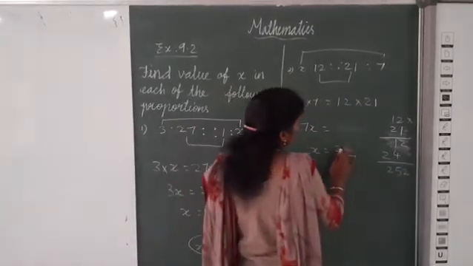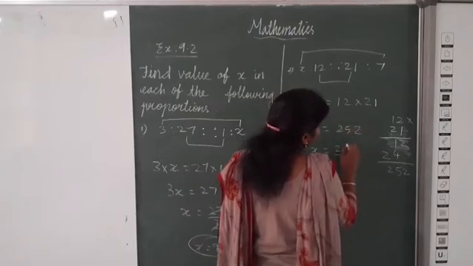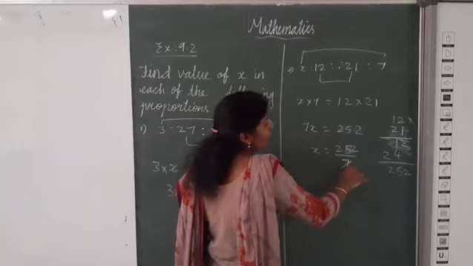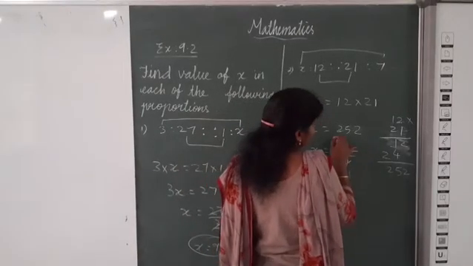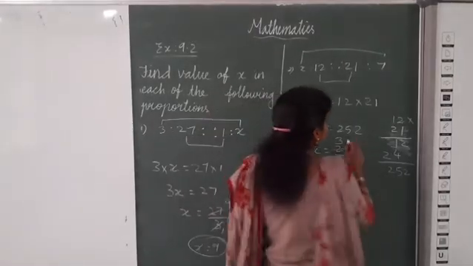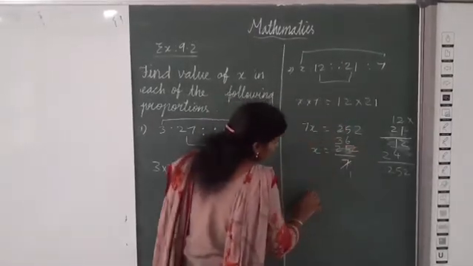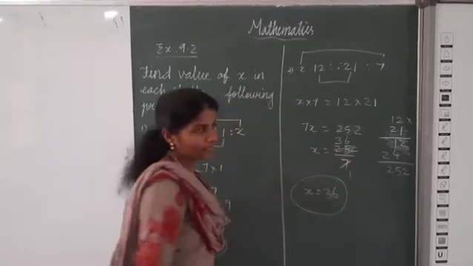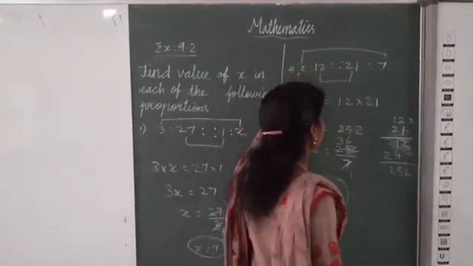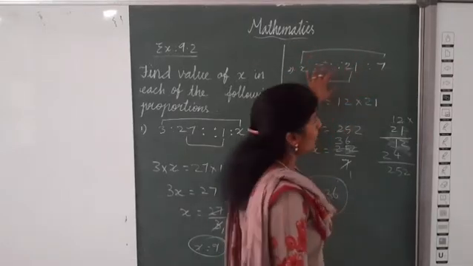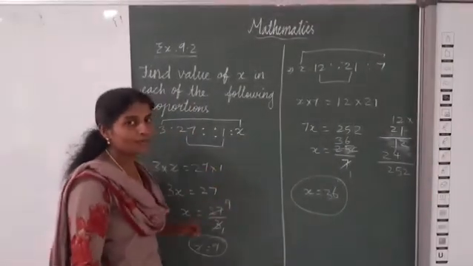Okay. Now here, 252. Now listen, we can use the 7 table. 1 7 is 7. So 3 7s are 21. Balance 4. 42. 6 7s are 42. Therefore, value of x is equal to 36 is the answer. Now we can check here: 36 means this multiplication is equal to this multiplication. Okay, that is the correct answer. Are you clear what is x? How can we find x value?